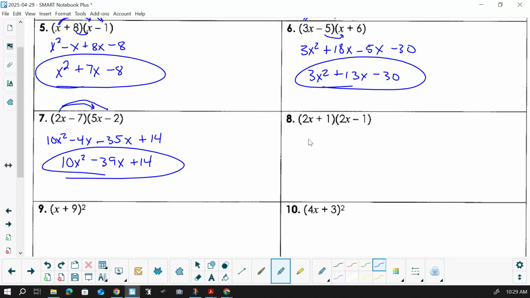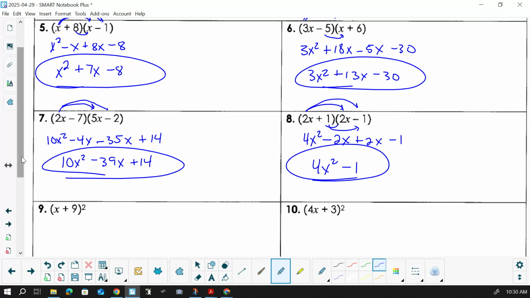All right, next one. 2x times 2x is 4x squared. 2x times negative 1 is negative 2x. Okay, so I did the 2x. Now I do the 1. 1 times 2x is 2x. 1 times negative 1 is negative 1. So we have a 4x squared. Minus 2x plus 2x is 0. And all we have left is that minus 1.